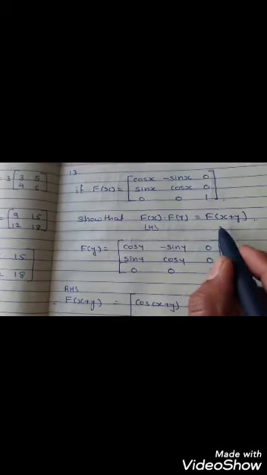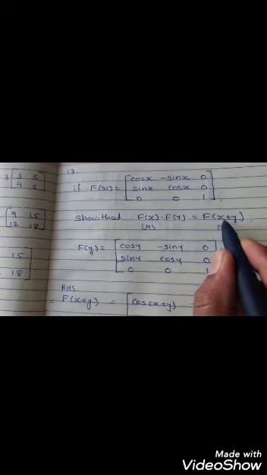Now first of all, here LHS is what? f(x) into f(y), and RHS is f(x+y). So what will be the RHS? So f(x+y), now instead of x we will put x plus y. So cos of (x+y), minus sin of (x+y), 0; sin (x+y), cos (x+y), 0; 0, 0, 1. Let us call this equation number 1.